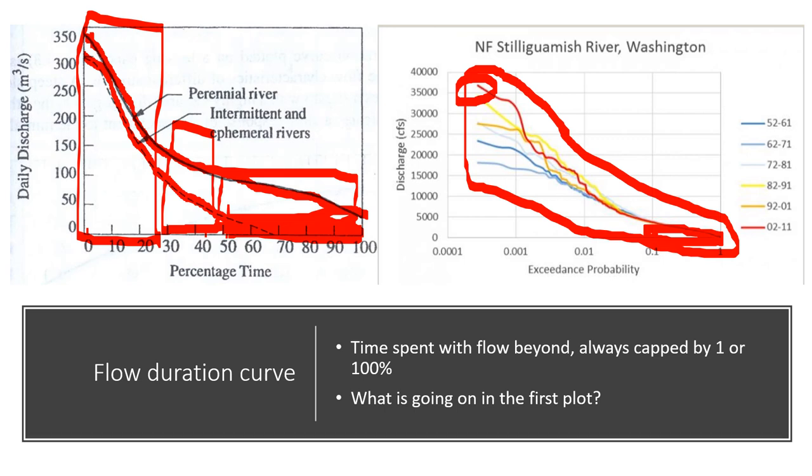Daily discharge. Most of the time, in fact, about 30%, I shouldn't say most of the time, about 30% of the time, that river, that ephemeral river, does not flow, right? 30% of the time. So 3 out of 10 days of the year, you wouldn't find anything in that river. And they're not going to be random. They're going to be associated with very specific times of the year.